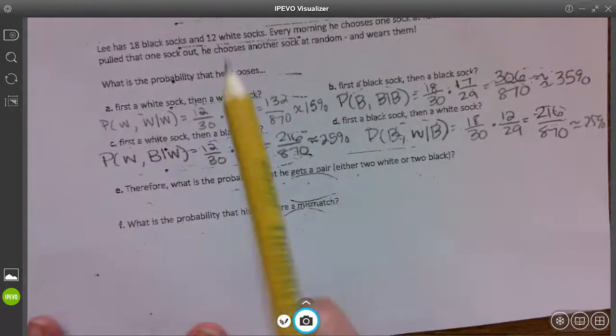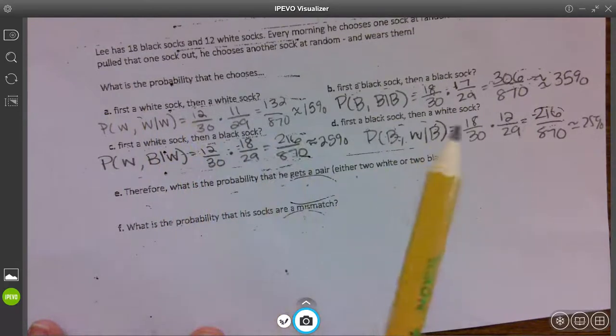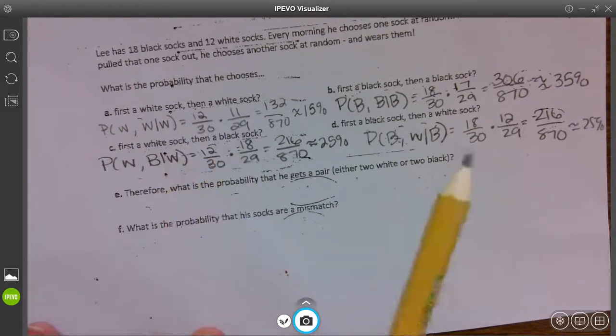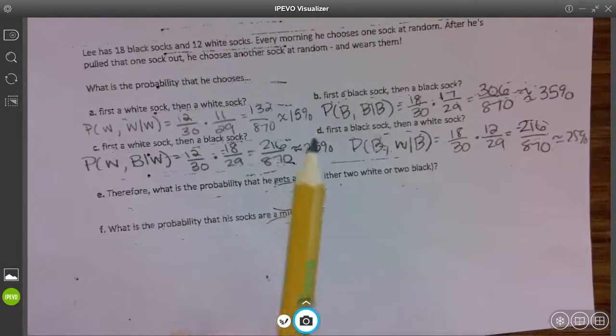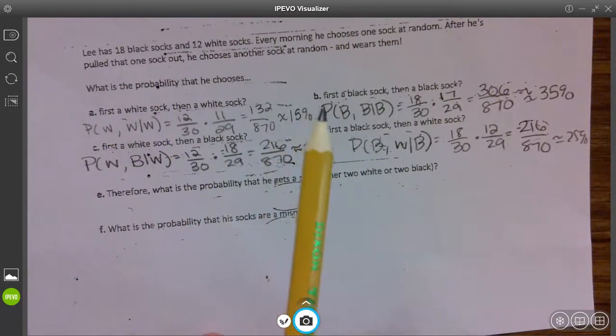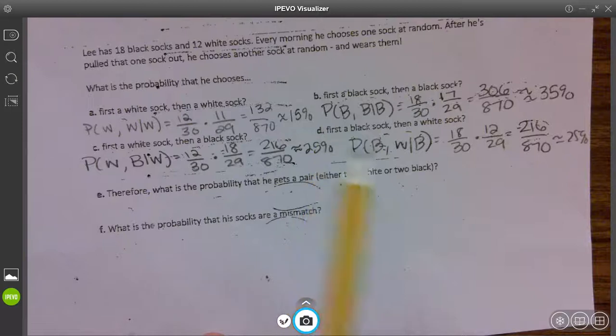So I have all my possibilities. A white and then a white sock, a black and then a black sock, a white then black sock, and then a black and then white sock. Those are all your possibilities. It should add up to 100%. 25 is 50, 65. Yep.